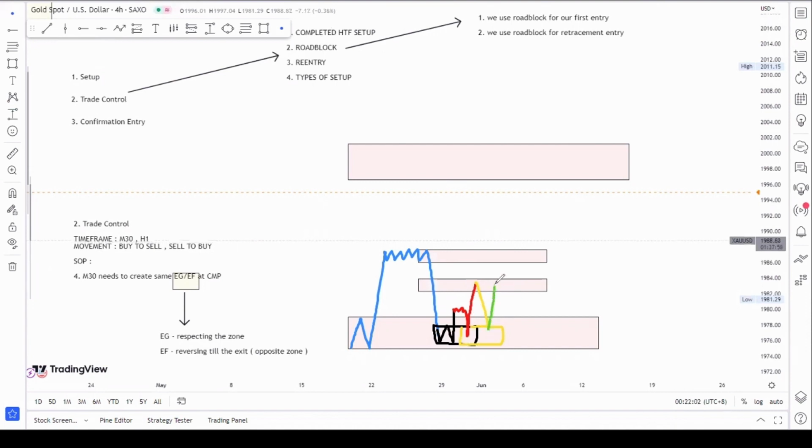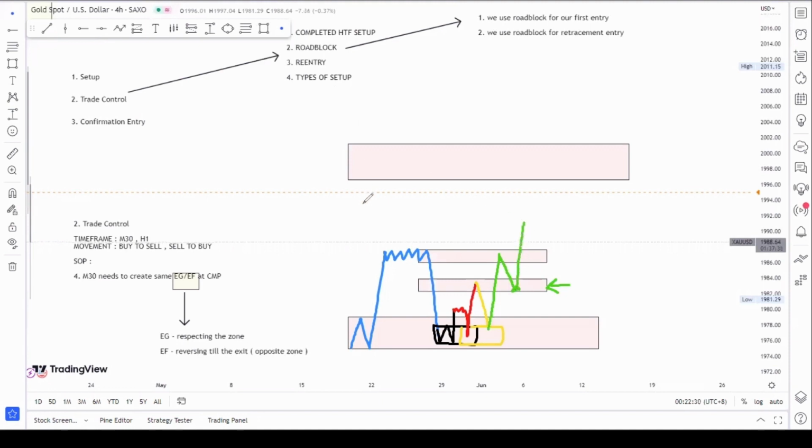And for an example, the price breaks this roadblock sell. What is going to happen? It's going to create an EF, isn't it? Yeah, engulfing fail. If it creates an engulfing fail, we already know where the price is going to go. Yeah, to the opposite direction. Yes, exactly. So we need to focus on buy, get into the buy zone, and then we buy here, and then go to the roadblock again, break the roadblock.